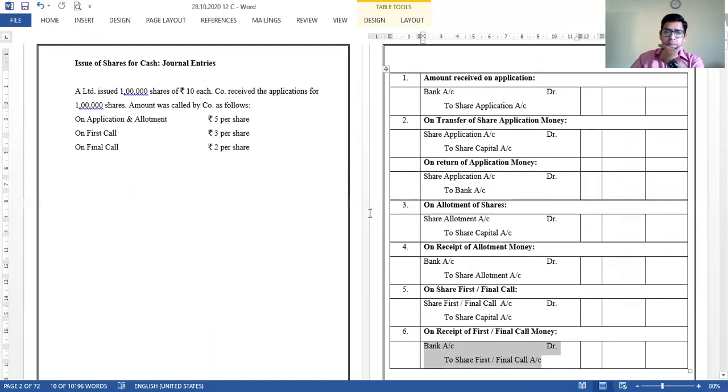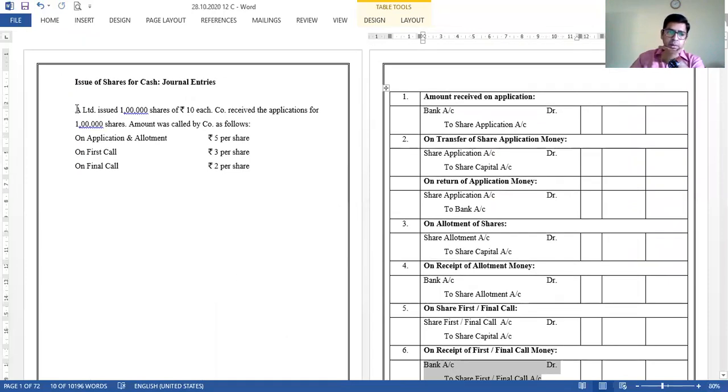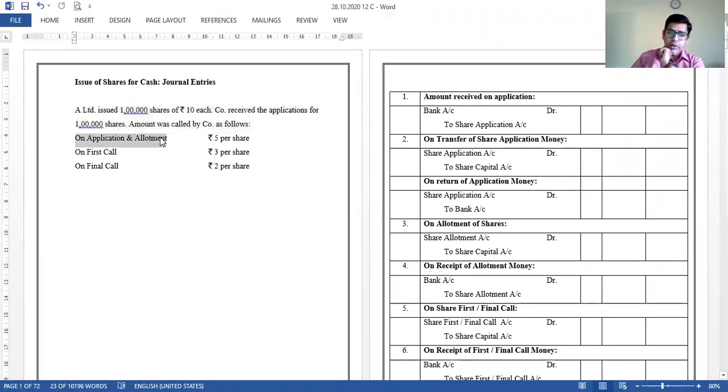I have taken a very simple example. On the left hand side, you can see there, A Limited issued 1 lakh shares of 10 each. The company received applications for 1 lakh shares, meaning we got as many applications as there were shares. The amount was called by the company as follows. On application and allotment, rupees 5 per share. Let me make it only application.